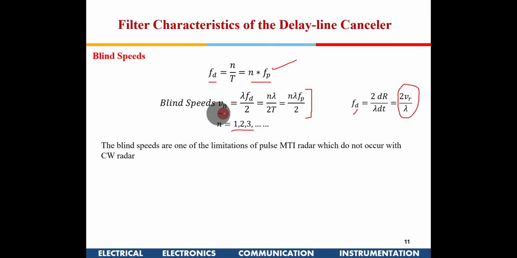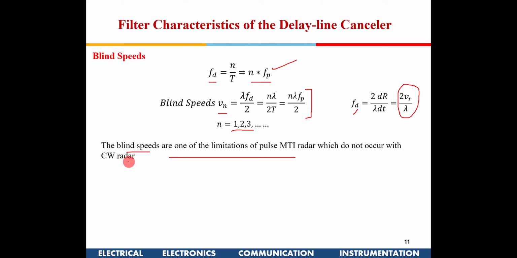So at these velocities, where N is equal to 1, 2, 3, 4, I won't see any blip on the scope. The MTI will fail to detect the moving target at these different velocities. So this is known as a blind speed, and it is one of the limitations of the MTI pulse radar. But what is the advantage? There are two advantages. One, you can find out the range also, unlike a pure CW radar, which only finds the velocity.